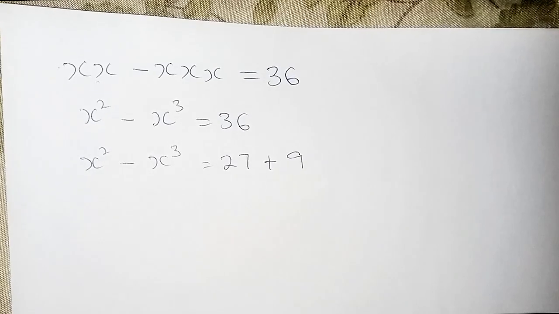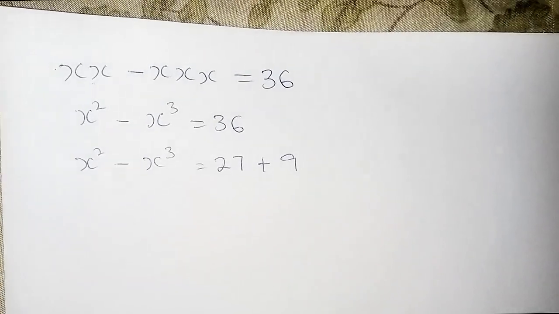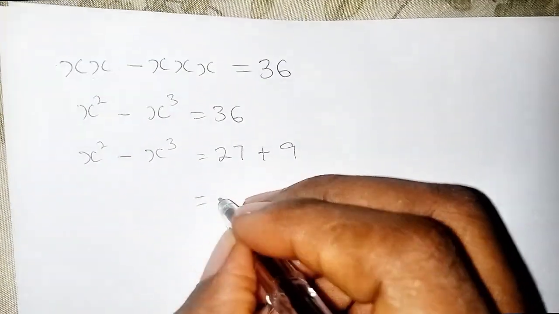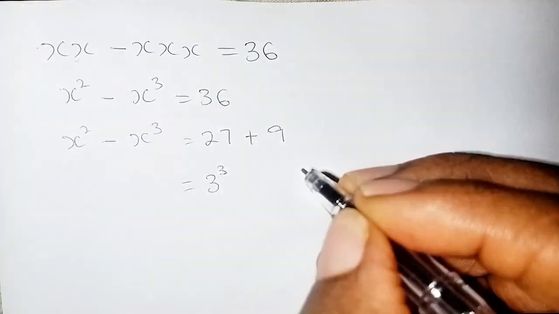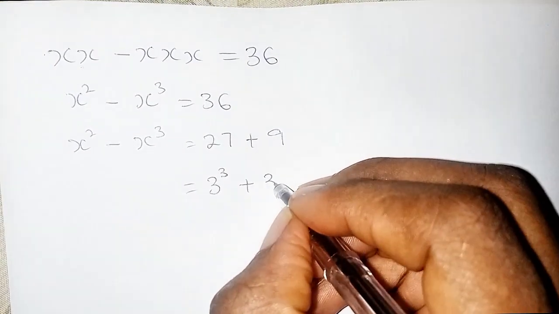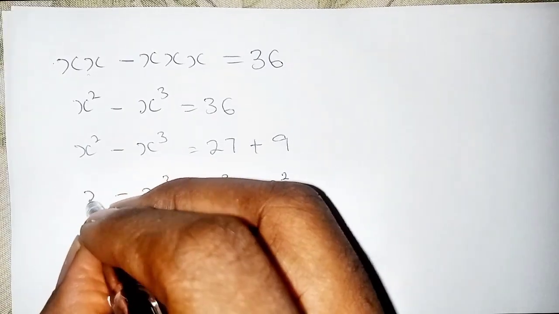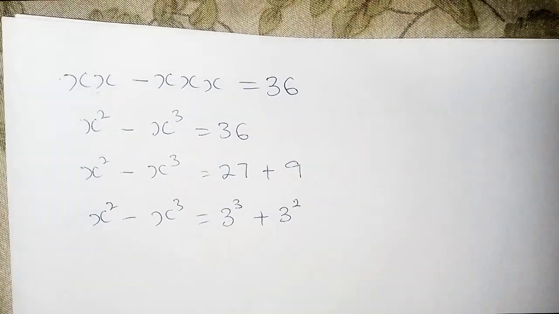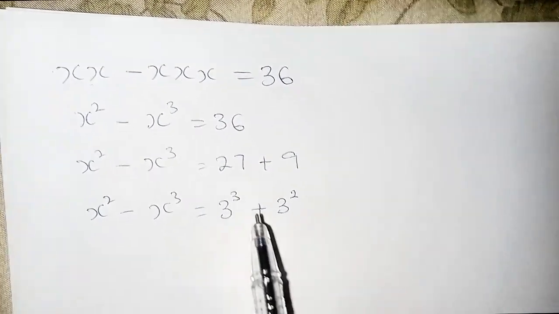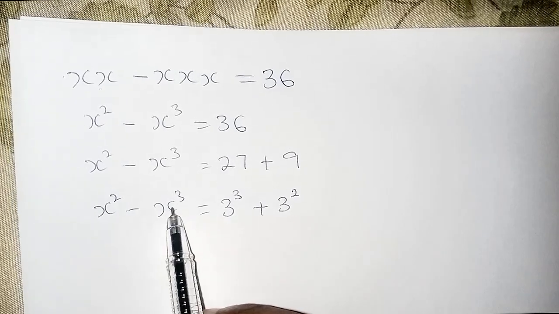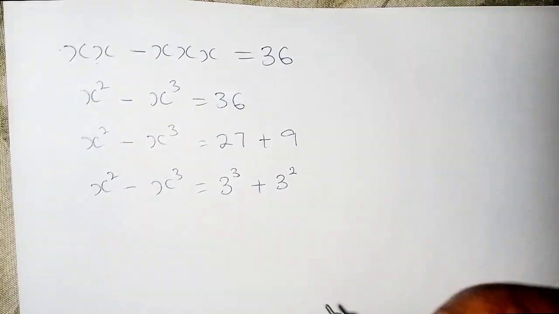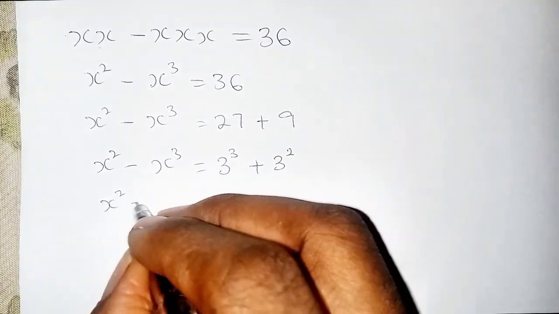So 27 plus 9 will give us 36, and also we could write it as 3 to the power of 3 plus 3 to the power of 2, x cubed minus, and like so. But looking at it, this goes with this and this goes with this, so let's rearrange it.